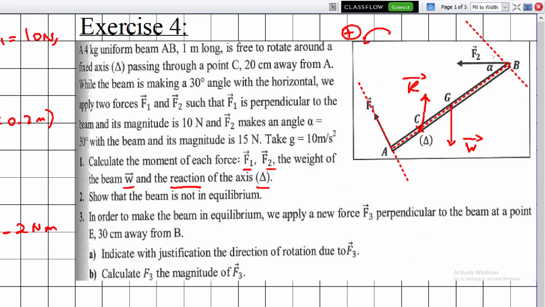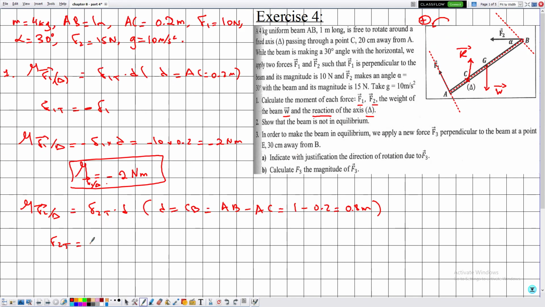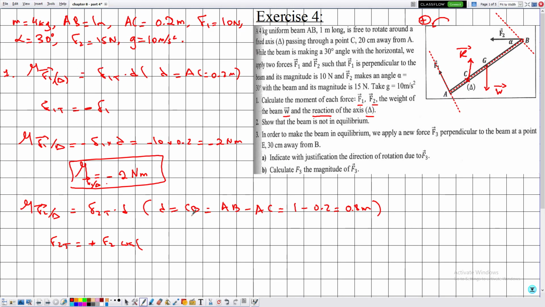So now notice that F2 will try to rotate the beam around the positive direction like this. So it is a plus, multiplied by F2, multiplied by the cosine of the angle which F2 makes with the tangential direction. If this is alpha, then this is pi by 2 minus alpha, which is equal to F2 sine alpha.